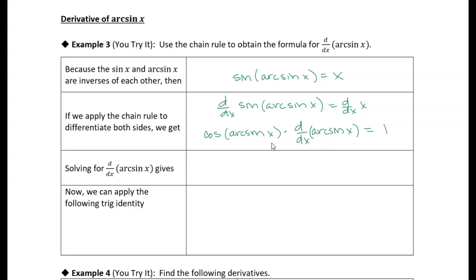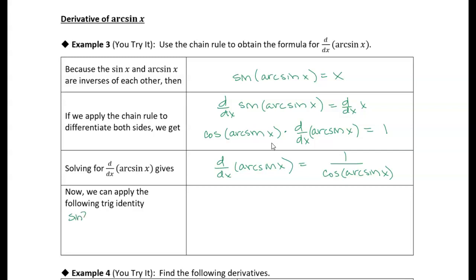All right, so let's solve for the derivative of arc sine. So the derivative of arc sine of x is equal to 1 over cosine of the arc sine of x. Okay, now this is the tricky part, trying to figure out how to simplify this. But we're going to use another Pythagorean identity. Or actually, we're going to use the same Pythagorean identity that we did before, right?